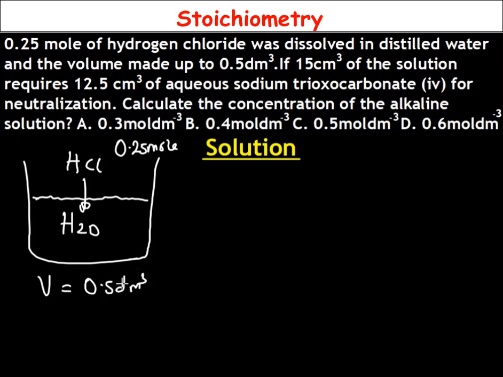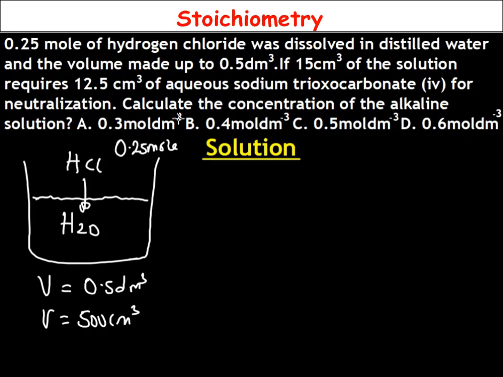Now this dm³, to convert it back to cm³, the volume is then equal to 500 cm³. Now you might be wondering how do we convert from dm³ to cm³? Now 1 dm³ is equal to 1000 cm³. So 0.5 times 1000 is what? 500 cm³. Good.